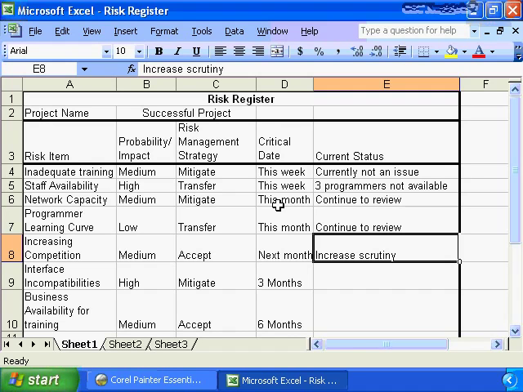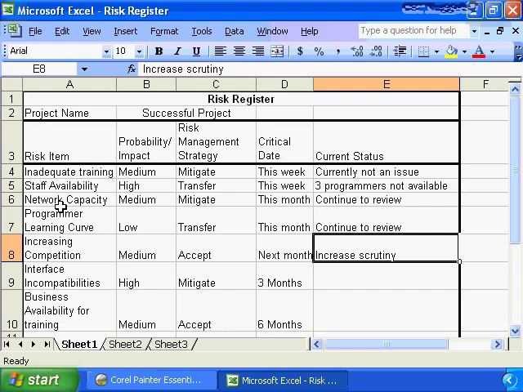So this week, we have to deal with inadequate training. We see its probability is medium. The risk management strategy is to mitigate, and currently, it's not an issue. So it looks like we might get lucky on this one, that the inadequate training issue may disappear. And hopefully, in the very near future, we will be able to say the critical date has passed, and we can eliminate the risk from our risk register.